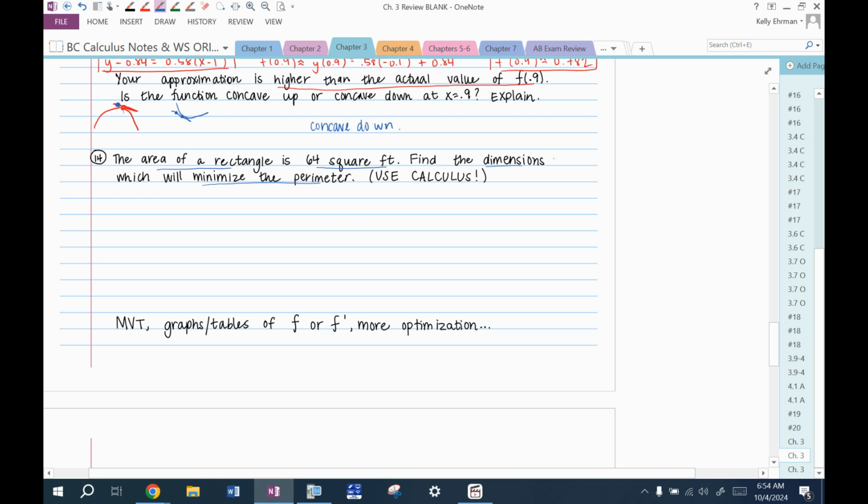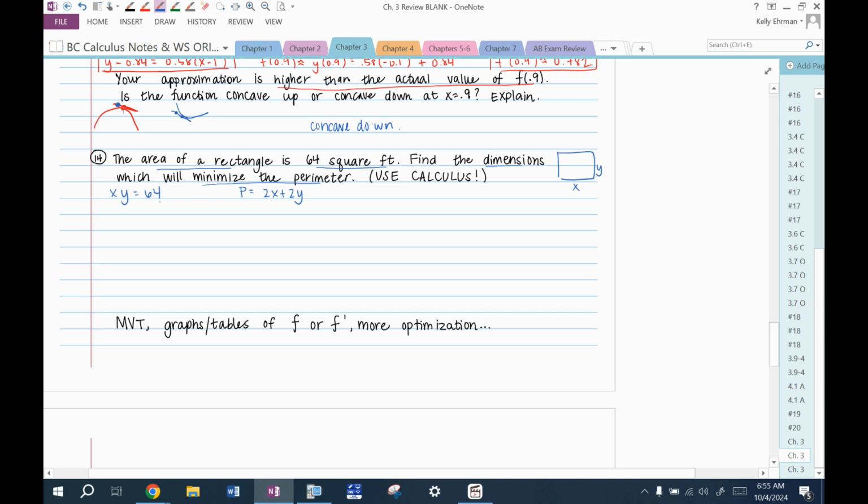So the area of a rectangle, let's just say our rectangle is x times y. So x times y is equal to 64. And what would the perimeter equation be? It would be P equals 2x plus 2y, the perimeter of the rectangle.